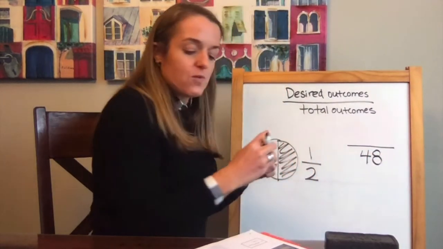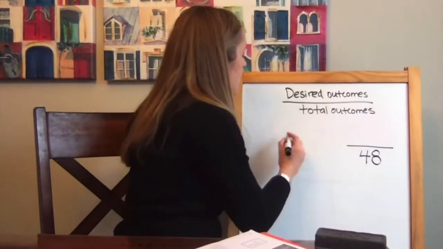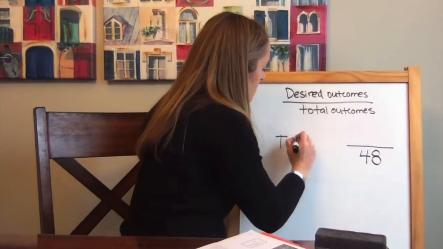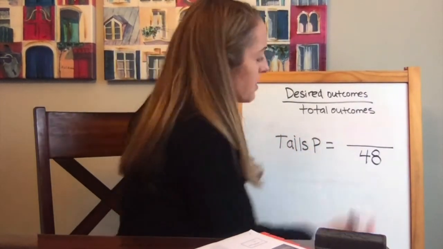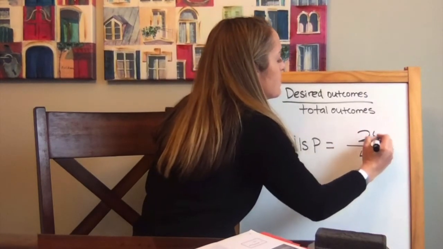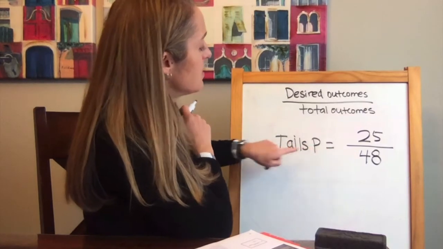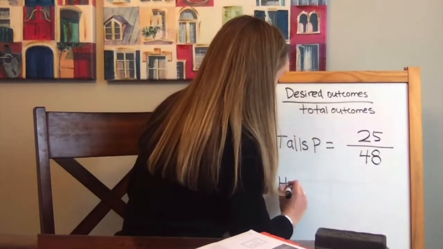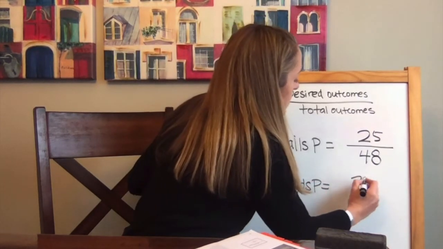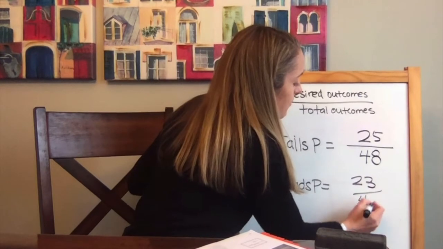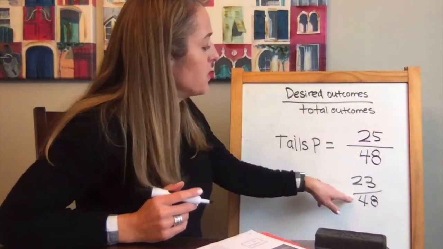we could say that the probability of getting tails would equal, I think I already erased it, but let's say it was 25. So 25 times out of 48, we get tails. And then for heads, I think we had 23 times out of 48, we got heads. So that is our probability.